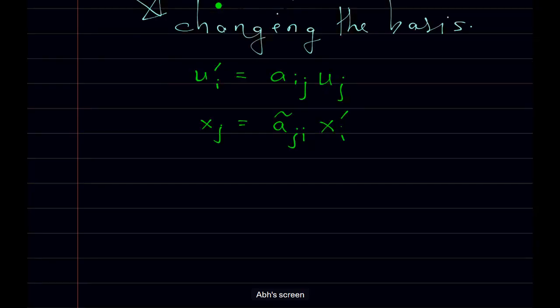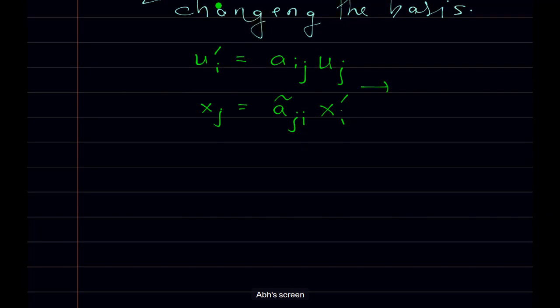Now let me write them in short. In short, it is u prime equals A u, and x equals A tilde x prime, where A tilde is another representation for A transpose. Many books use it. If you want to write A transpose, you can write A transpose. It doesn't matter. It's just the same thing.